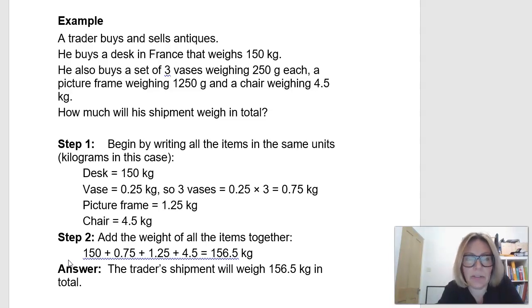So the desk, we know, is 150 kilograms. One vase is 250 grams, which is 0.25 kilograms, and he's got 3 of them. So that's 0.75 in total. The picture frame at 1,250 grams becomes 1.25 kilograms, and the chair's already given to us in kilograms, 4.5. So now they're all in the same unit, we can add them up, and the whole shipment will weigh 156.5 kilograms in total. If converting those is a bit rusty, definitely go and look at the Little Miss Maths website that I've linked to, the page there. It will really help you.